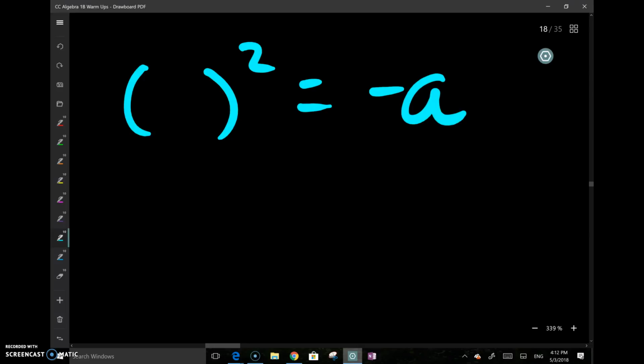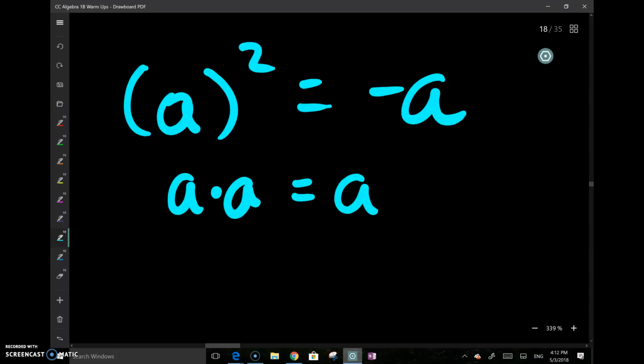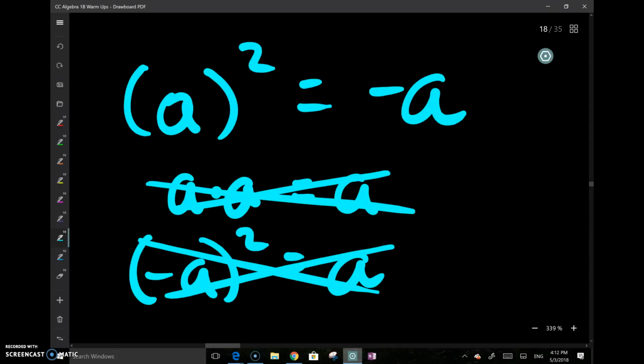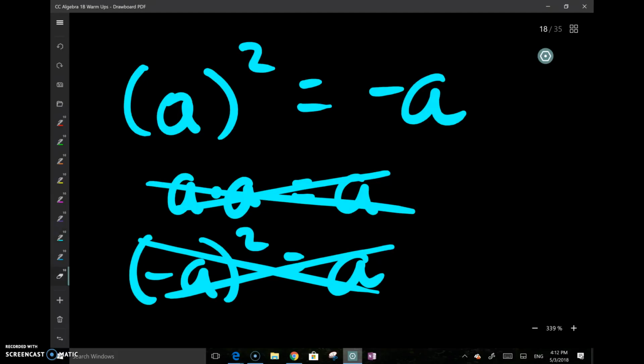Is there a number? Anything. And if I try, and I say, well, okay, I can square A, it doesn't work because A squared is A times A, and that makes positive A, not negative A. So that doesn't work. If I try negative A, well, that's going to be positive A again, and that still doesn't work. So there is no value which can be squared that will give you a negative answer.